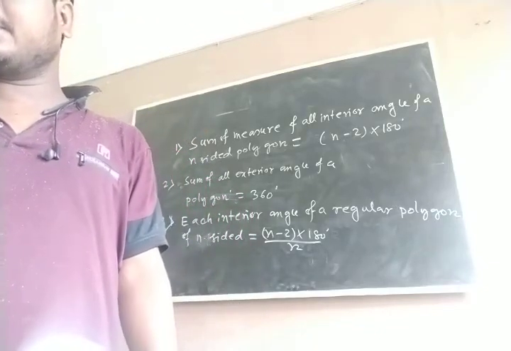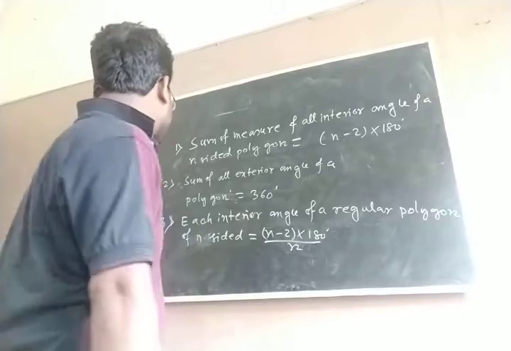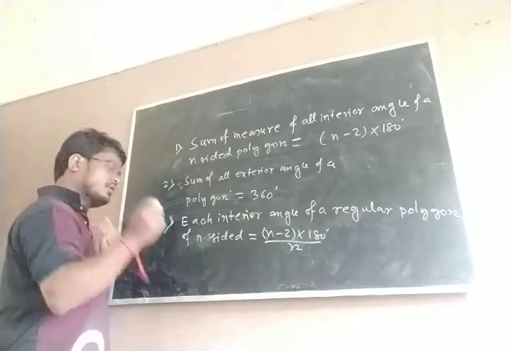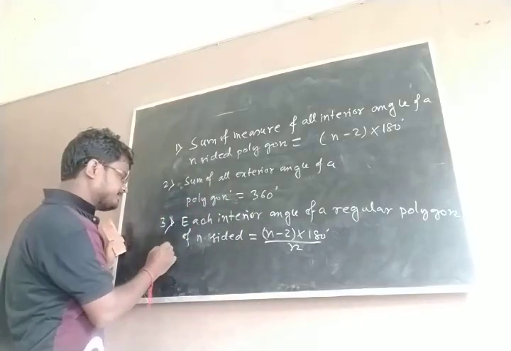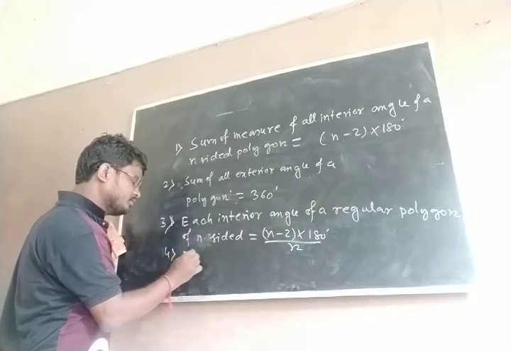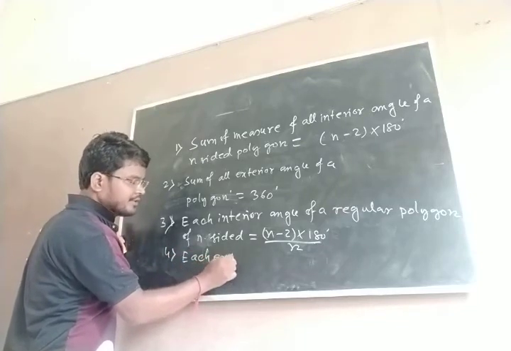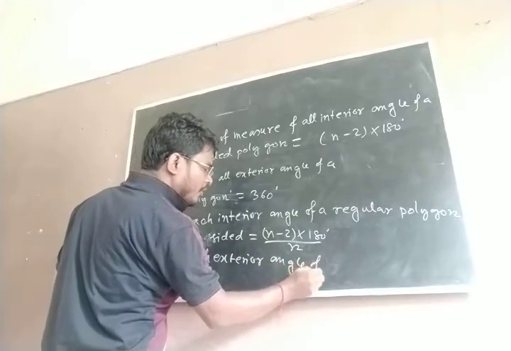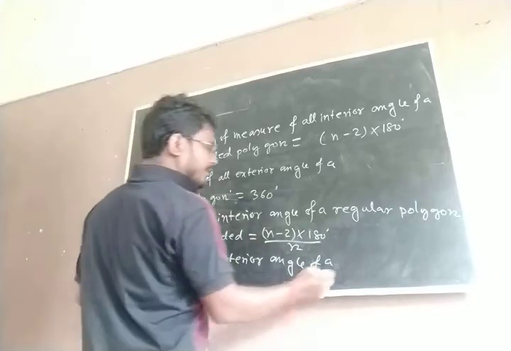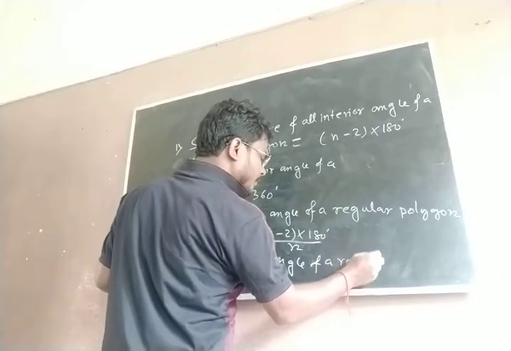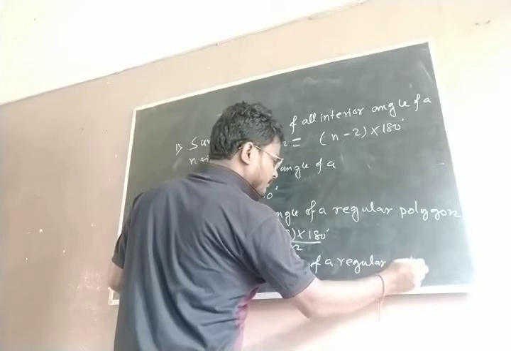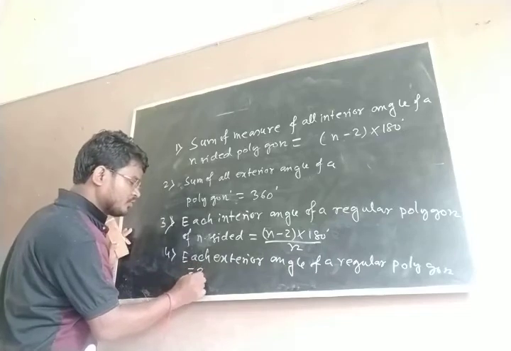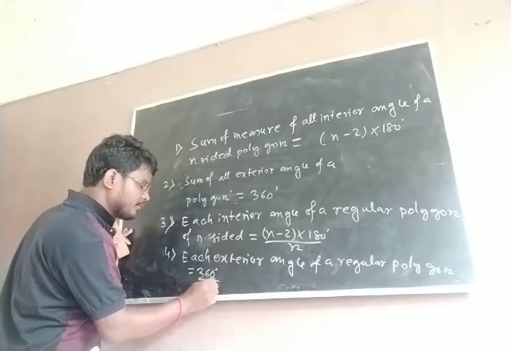Next, each exterior angle of a regular polygon. In a similar way, the sum equals 360, so for each angle it will be divided by n. Each exterior angle of a regular polygon equals 360 degrees by n.